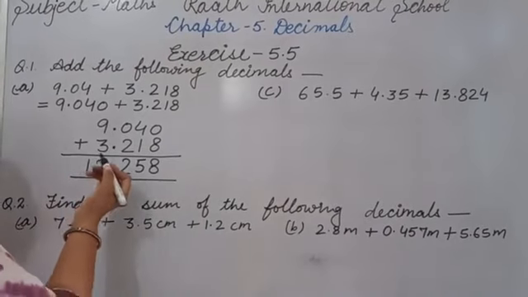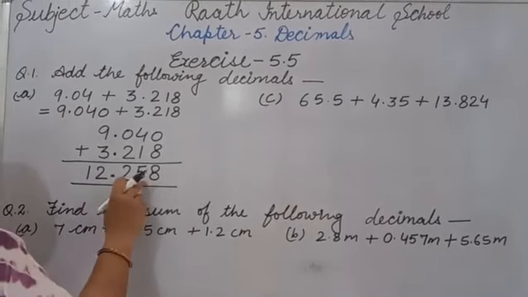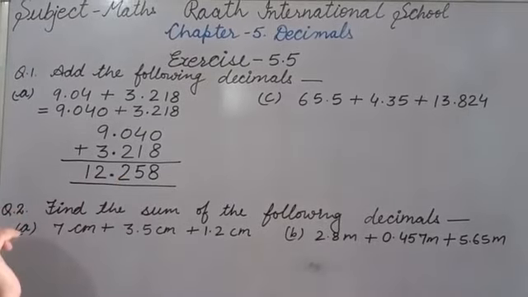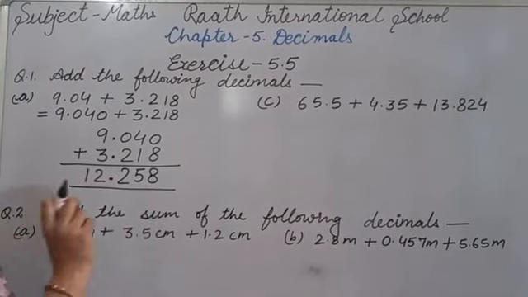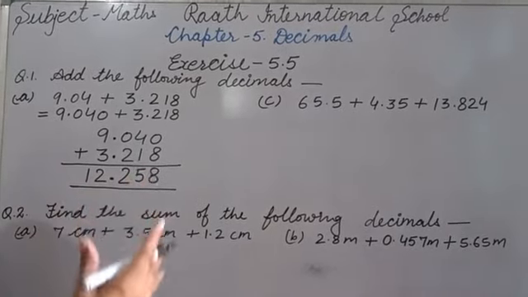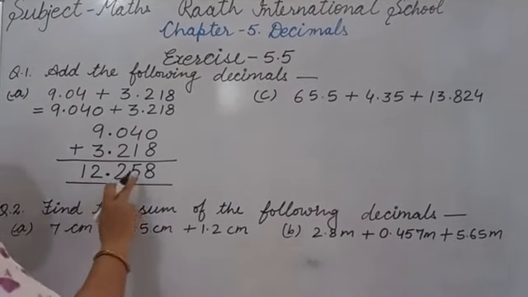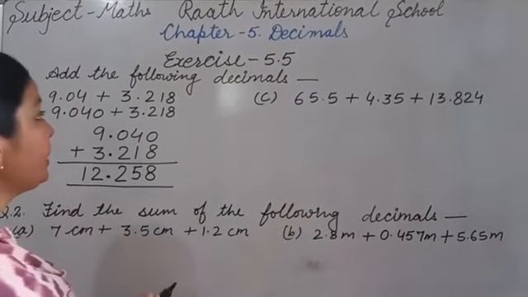Some students do this: here also decimal, here also decimal, here also. No, only one decimal comes in one number. You should not put decimals at various places. No. Okay, so your answer is 12.258.